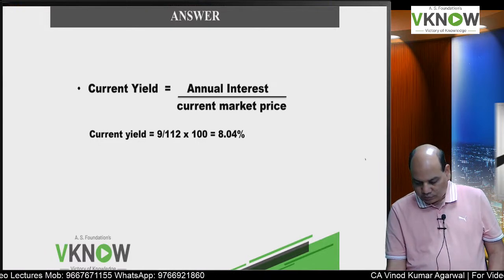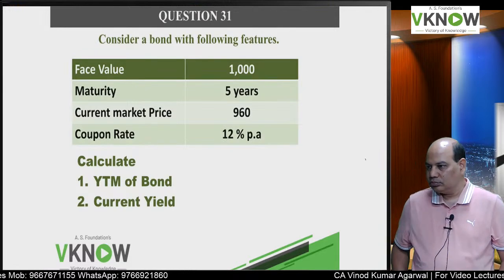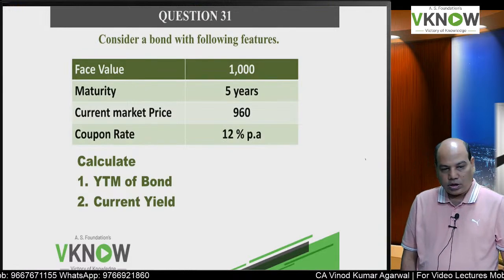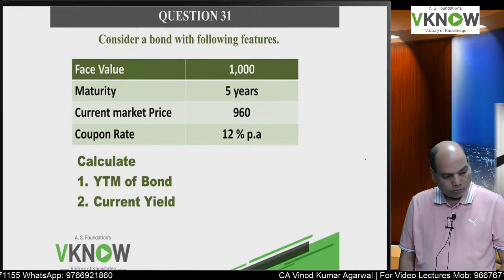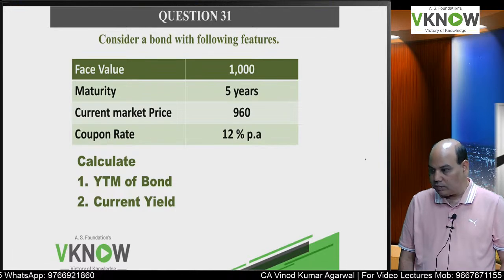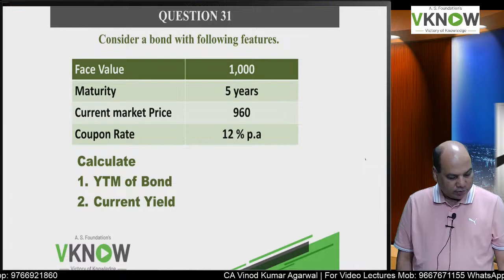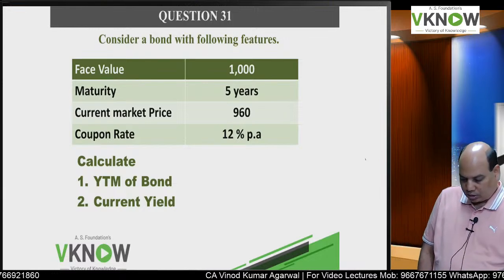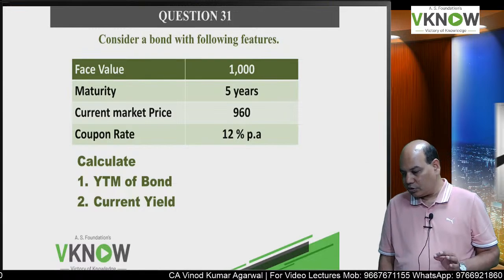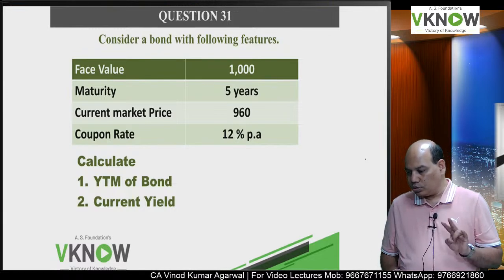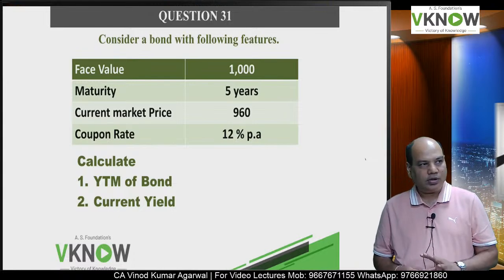Can we go to next question number 31? Consider a bond with following features. Face value of the bond is 1000. Maturity is 5 year. Current market price is 960. Coupon rate is 12%. This time you have to compute two things: YTM of the bond and current yield.